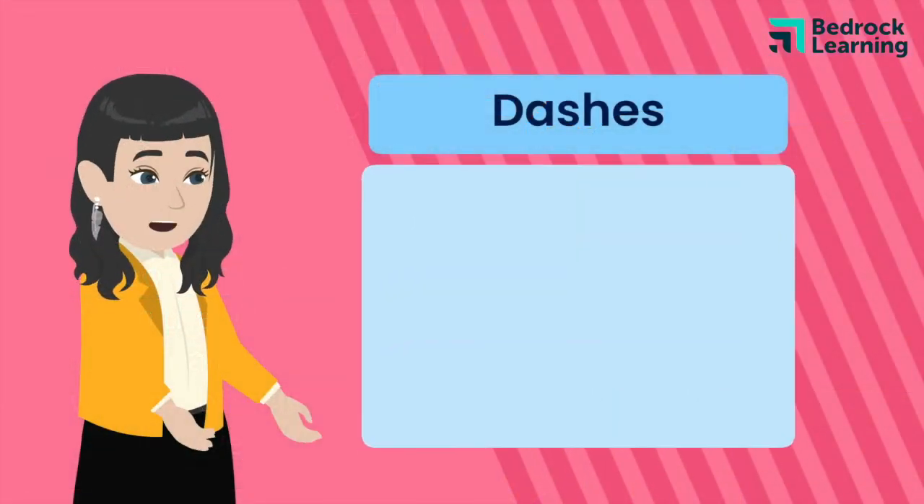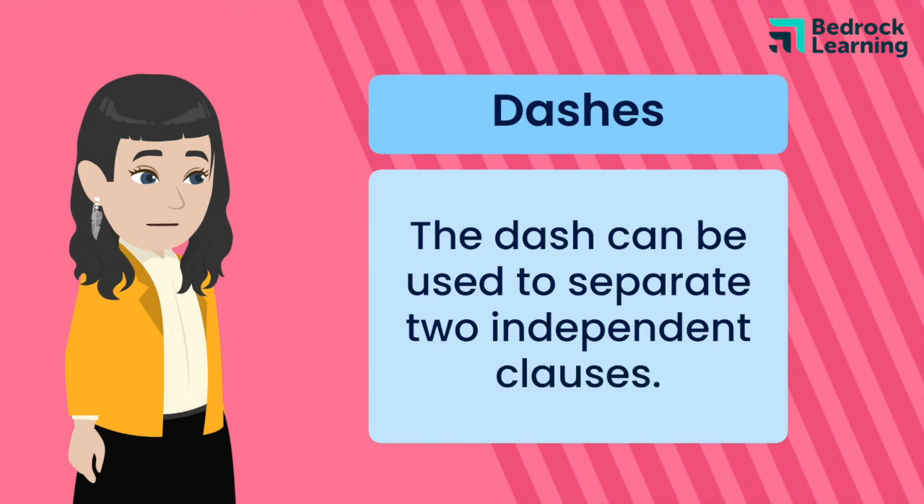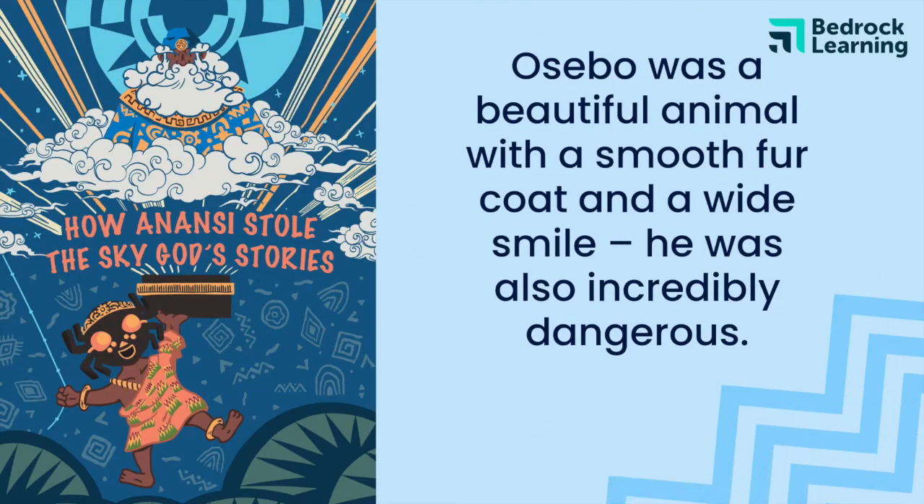Secondly, we learned that the dash can be used to separate two independent clauses. Let's take a look. Osebo was a beautiful animal with a smooth fur coat and a wide smile. He was also incredibly dangerous. Again, can you see how the dash creates a brief pause that is just enough to build suspense?